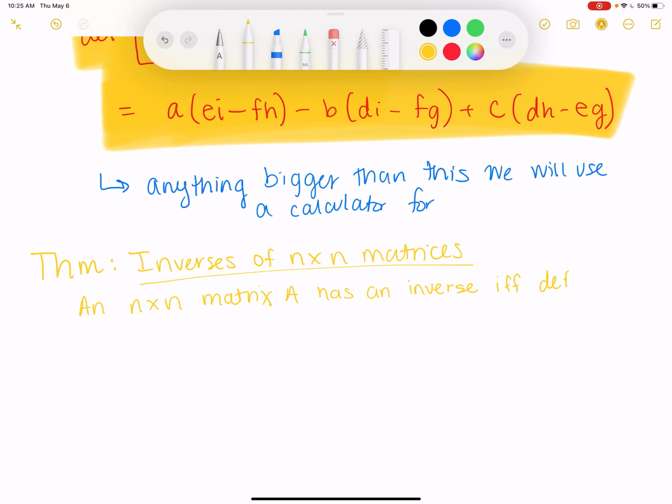if and only if the determinant of A is not equal to 0. So if you have a square matrix, it has an inverse if and only if the determinant is not equal to 0.